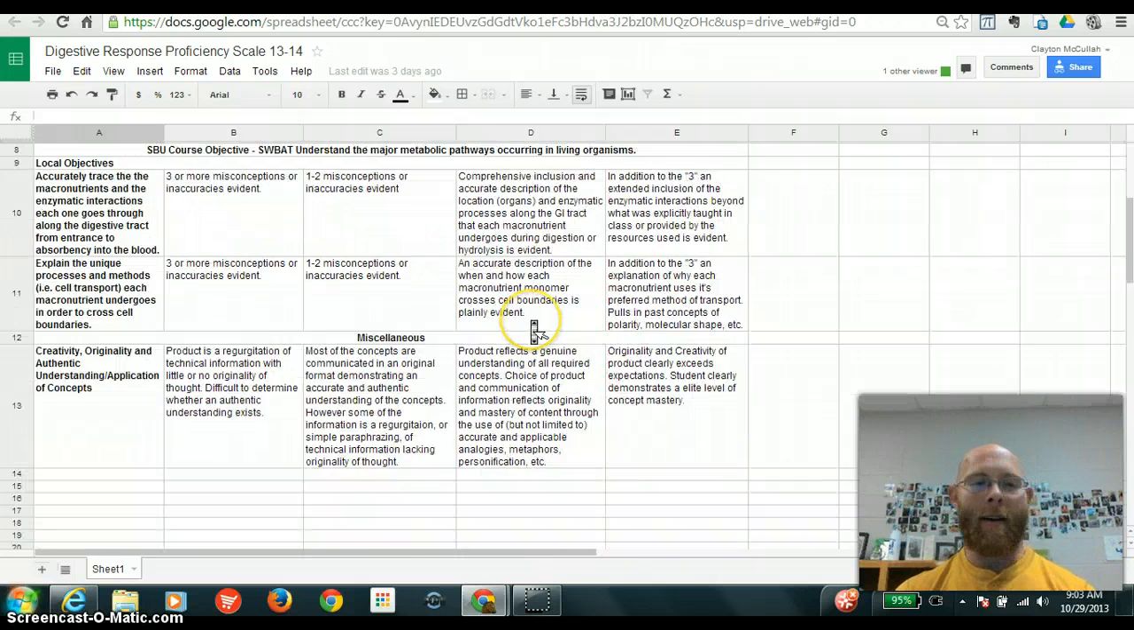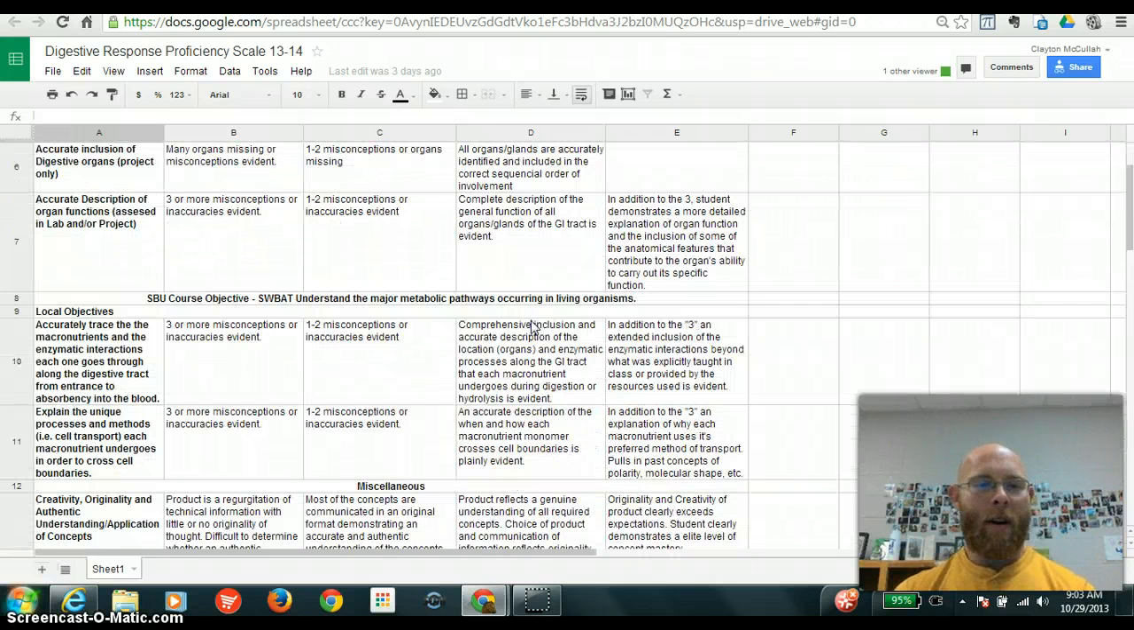Right here, accurately trace the macronutrients and the enzymatic interactions each one goes through. As these things are traveling through, do you include the enzymes at the appropriate time in the appropriate organs? Do you explain what they do, as far as their role in breaking down these different macronutrients? If so, boom, you got it.